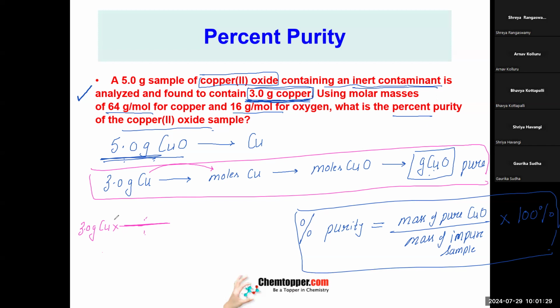Yes, very good, Shreya R. 1 mole of copper is 63.55 grams of copper. Give me the next ratio. Moles of copper to moles of copper oxide. Mole to mole. Look at the formula. CuO. In 1 mole of CuO, how many moles of copper are there?